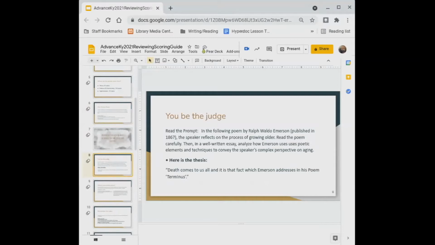So here is a sample thesis. It's related to the poetry prompt, so you can kind of read that. The speaker reflects on the process of growing older. Analyze how Emerson uses, okay, typo there, poetic elements and techniques to convey the speaker's complex perspective on aging. When you look at this thesis, do you think it earned the point or no point? What do you think?